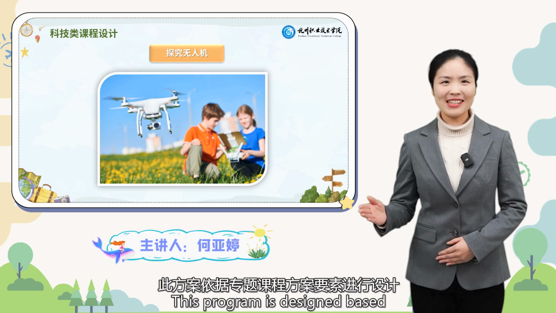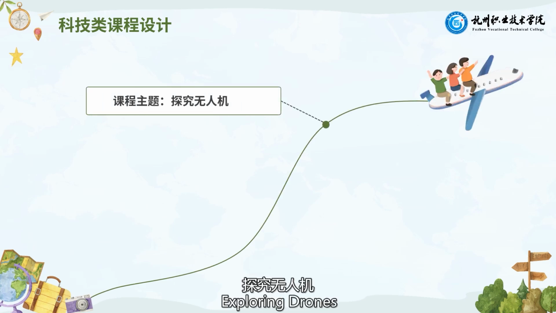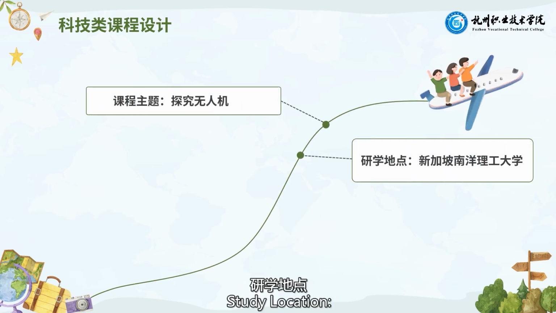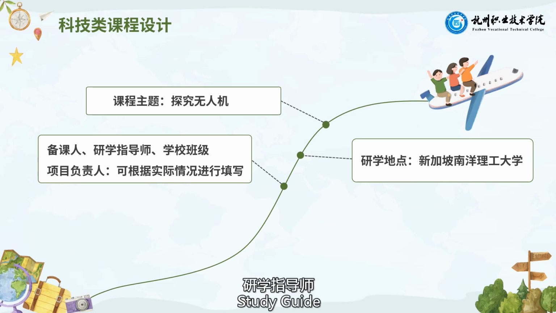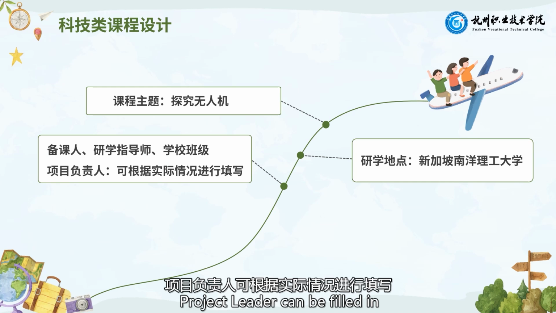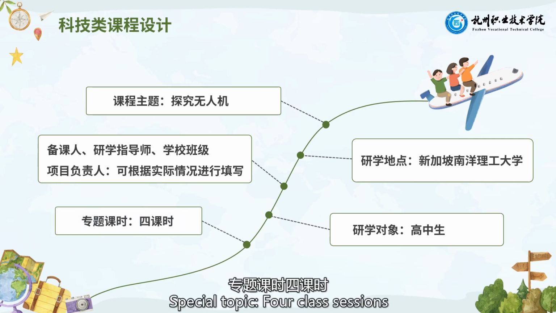This program is designed based on the elements of specialized courses. Course theme: Exploring Drones. Study location: Nanyang Technological University, Singapore. Preparer: study guide, school class. Project leader can be filled in according to actual circumstances. Targeted students: high school students. Special topic: 4 class sessions.